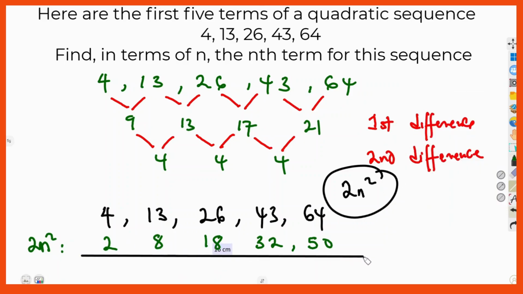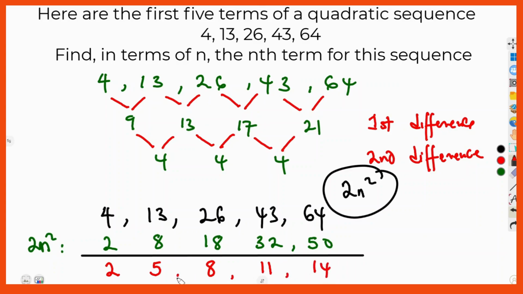we are going to subtract the numbers, okay, and figure out what number will go underneath. 4 take away 2, that will be 2. 13 take away 8, that will be 5. 26 take away 18, that will be 8. And then 43 take away 32, that will be 11. And 64 take away 50, that will be 14.